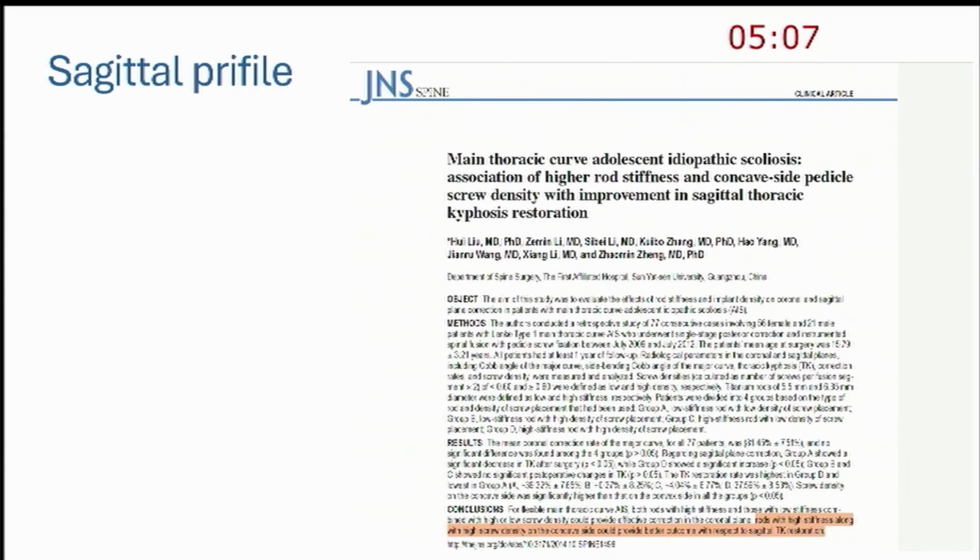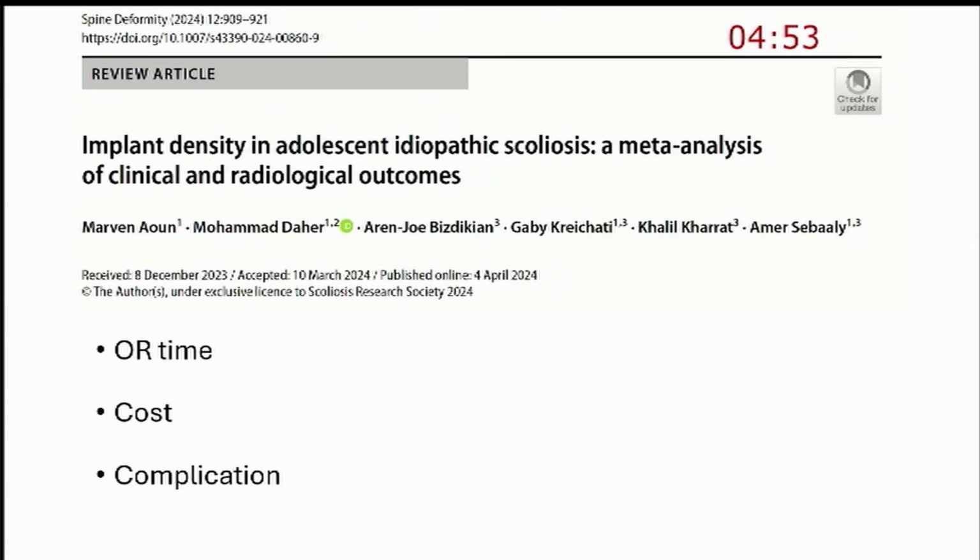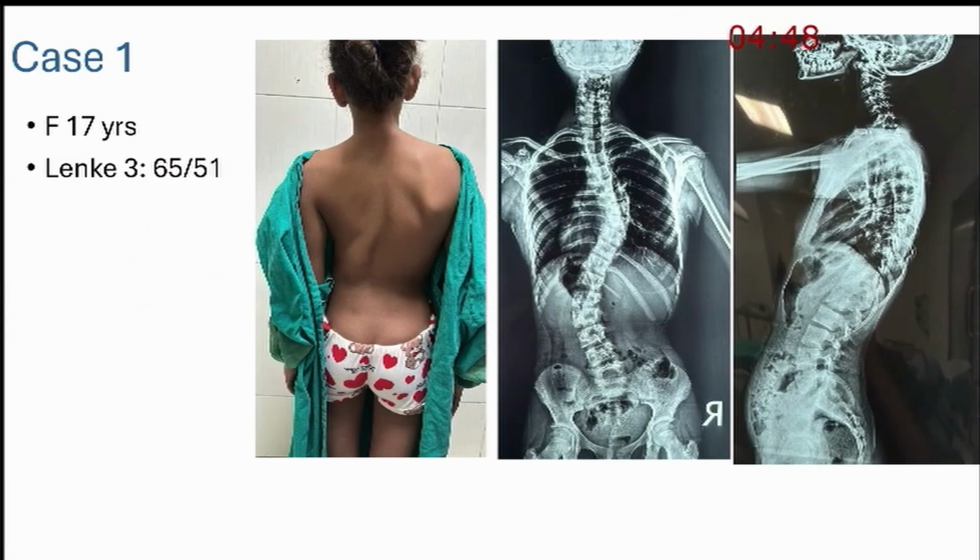And this study also concluded that rods with high stiffness along with high screw density on the concave side could provide a better outcome with respect to sagittal restoration. The advantages, of course, are the operative time, the cost, and the complications.